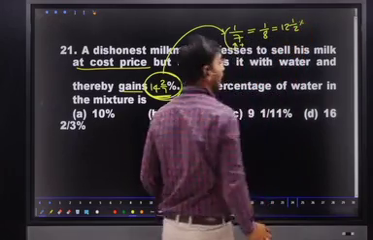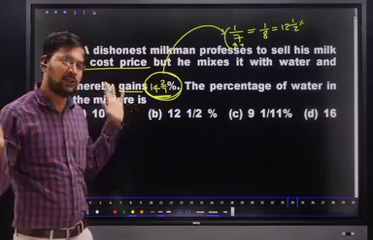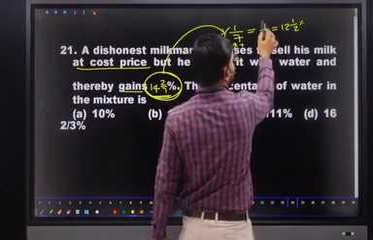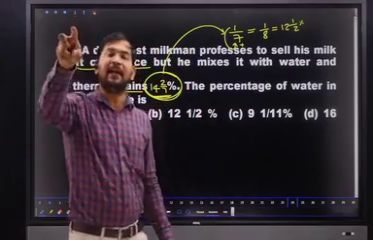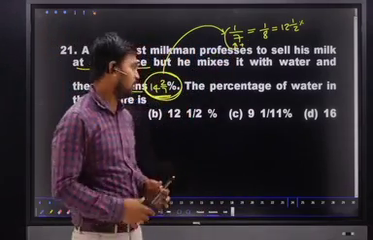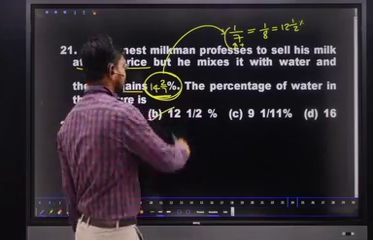12.5%. So out of 8 parts, 1 part is water. If you add, for every 8 parts, 1 part water, then you will get a 14 2/7% profit. So the answer is 12.5%.